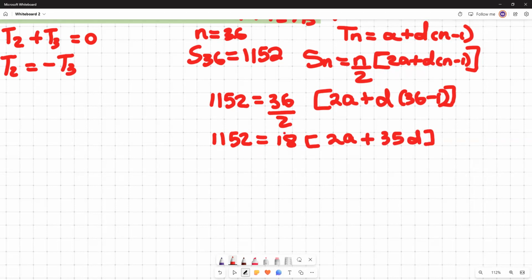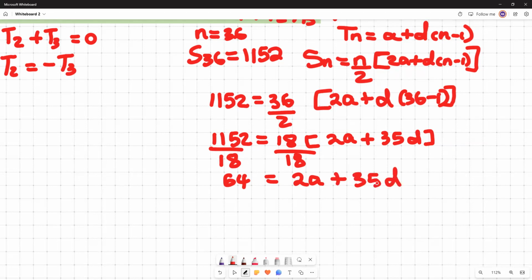And then I need to remove this. Now you have two options here. You can multiply it inside, but remember I'm trying to simplify. So I'm going to divide both sides by 18. And then 1152 divided by 18 should give you 64, which gives us 2a plus 35d. And then for now, I'll call this my equation 1.